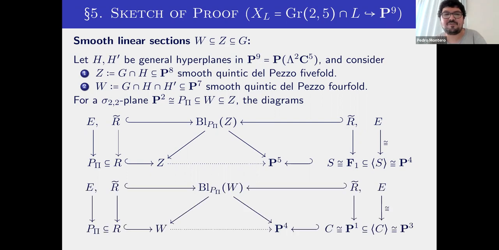And for fourfolds, the same story. You pick a plane, which is unique, by the way, in this fourfold. You project, you get to P4. Inside this P4, you have a hyperplane, which is a P3. And inside this P3, you have the twisted cubic, which is also very classical from algebraic geometry. And you have to blow up the twisted cubic and then go back.